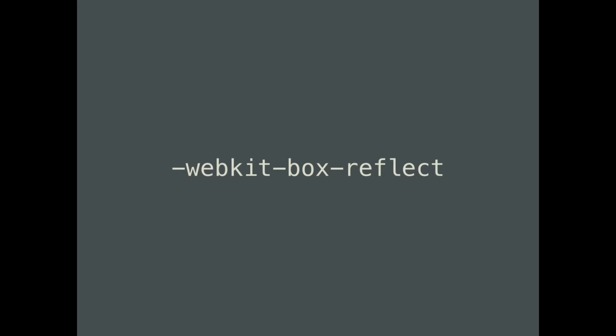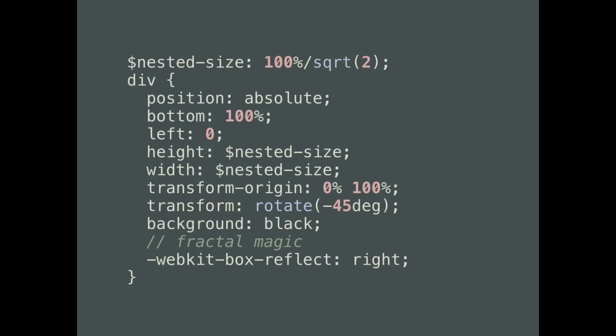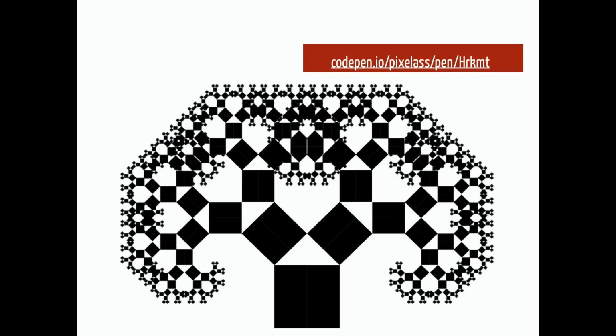And then we can apply WebKit box reflect. I hope you all know this. It's basically allowing me to reflect an element with all its descendants, which are the children. So while I add this one property, I actually can generate the entire tree from the same HTML that we saw before that only showed the one branch.